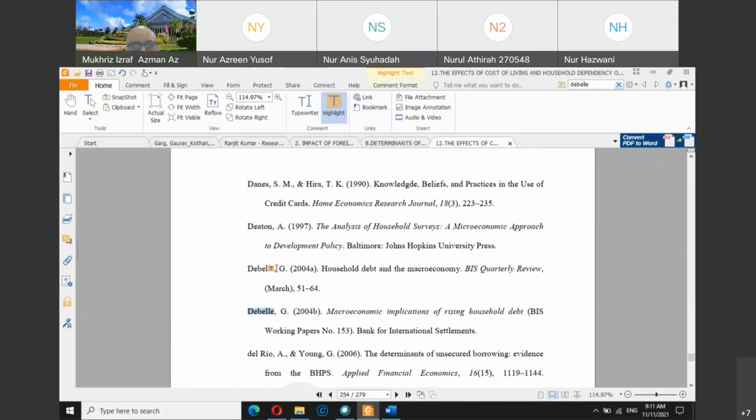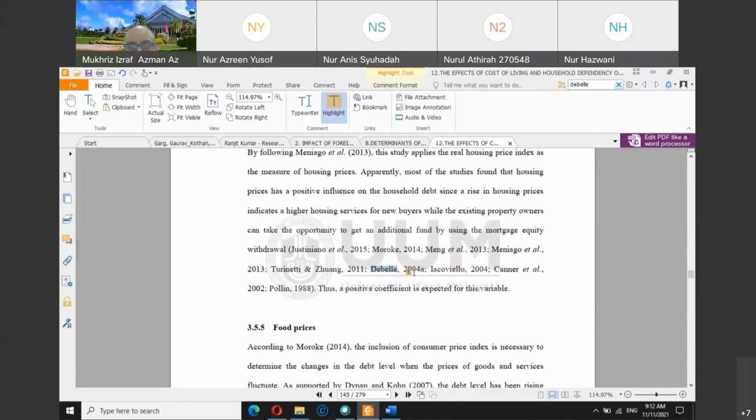So you cannot put just Dibel 2004, because then we do not know which article you are referring to. If the same author published two articles in the same year, you can put the first article as A and the second article as B, because both were published in the same year. So sometimes you will find A or B, or even C, at the end of the year. A, B, C means three articles were published by the same author or authors in the same year. That is why you have A and B in the citation.